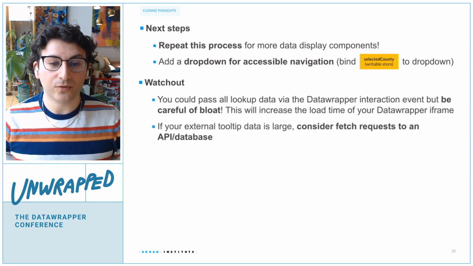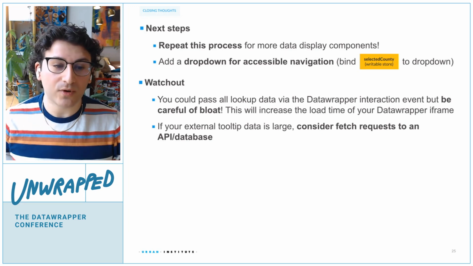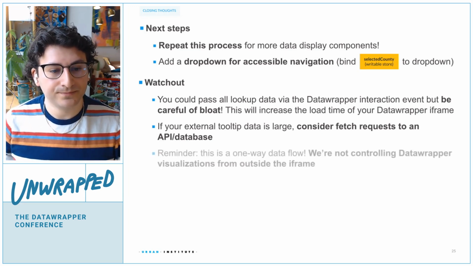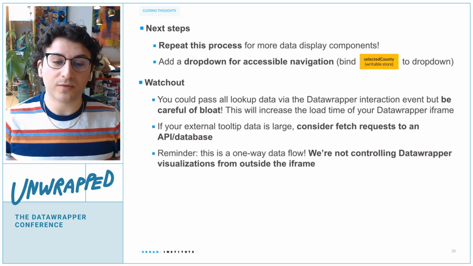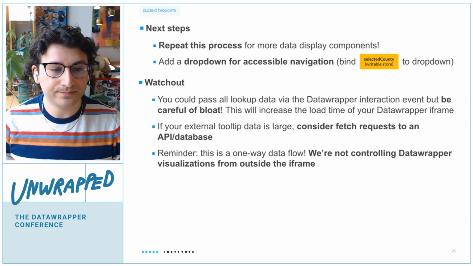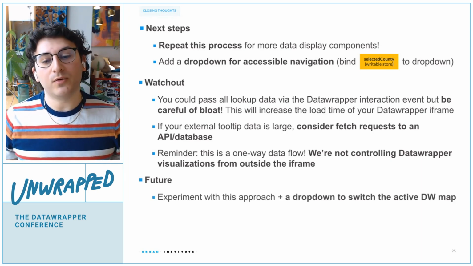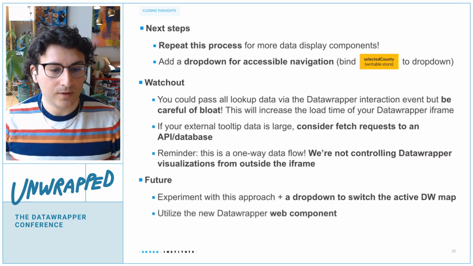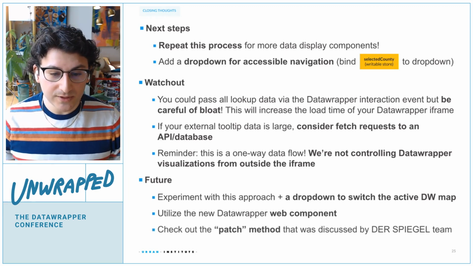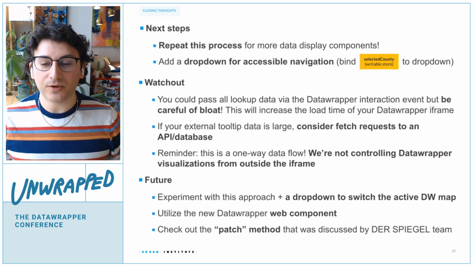On the other hand, if you have a lot of data locally in your application, you might want to consider doing some fetch requests to an API or a database. And a reminder that in this project, this is a one-way data flow. We're not controlling the Datawrapper visualization from outside the iframe. In the future, I'd love to experiment with the same approach, but with also a dropdown to switch between an active Datawrapper map. Love to utilize the new Datawrapper web component. And thanks to the Der Spiegel team, they talked about that patch method that they're experimenting with. So that's something I really want to check out.